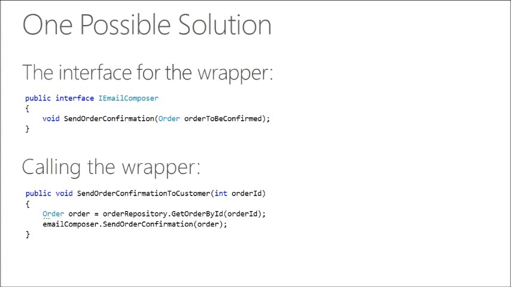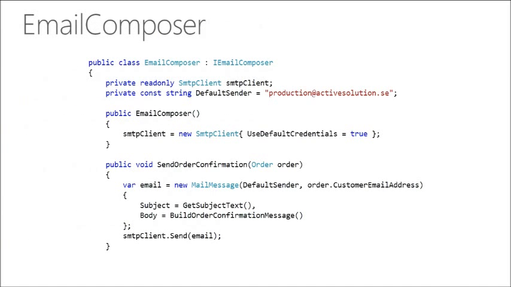So I create a little interface. It's only got one method on it: send order confirmation. It's the only thing I'm going to use SMTP client for. I don't care what the other methods are. And then I can call it from my class. So now we've seen that I've reduced the class down to a much smaller one. We've taken out the SMTP client code and moved it into a new class. So I just go email composer dot send order confirmation, and that looks like this.